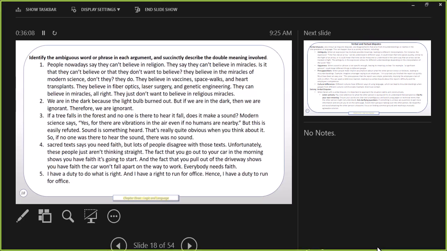Miracle refers to what? Religious revelations, right? The word miracle in the second sentence, where they say they can't believe in miracles, is used in the sense of religious revelations. Whereas miracle in the second context, they believe in the miracle of modern science. What does miracle mean here?